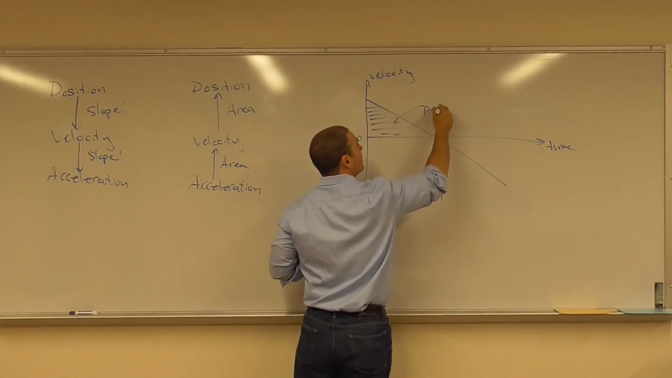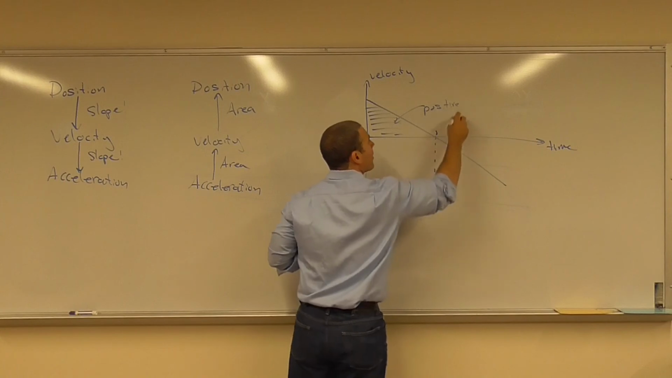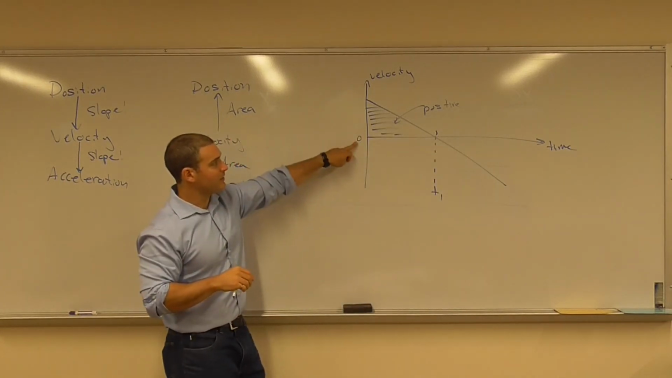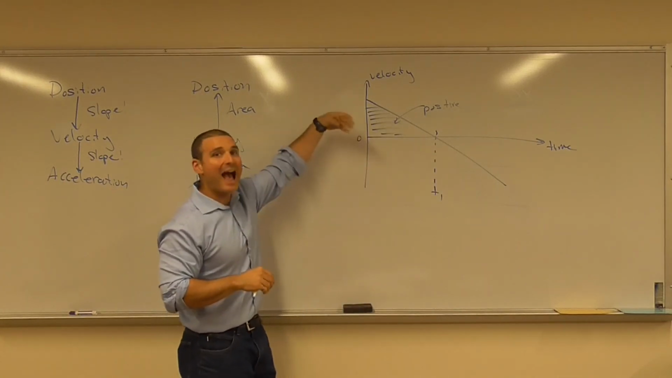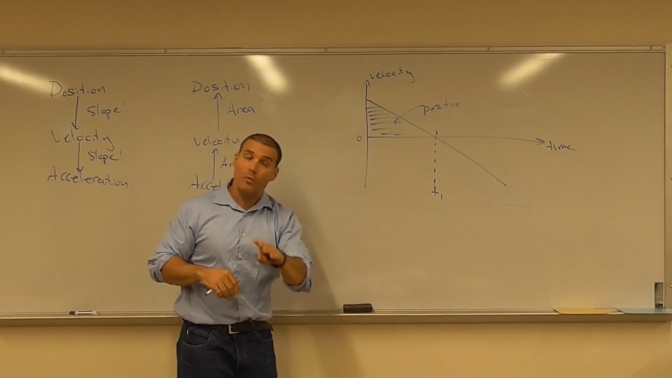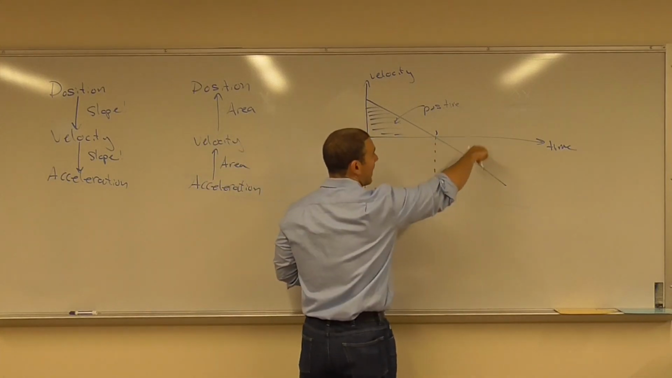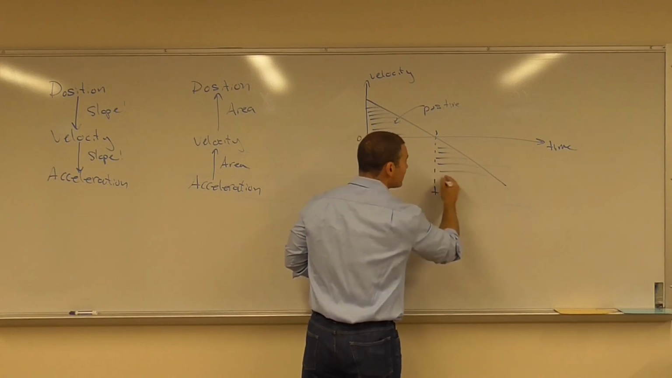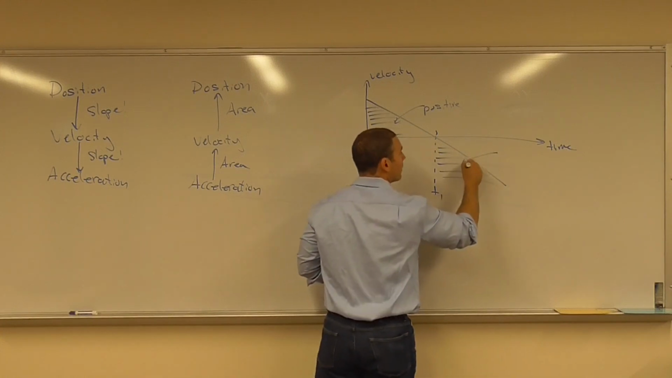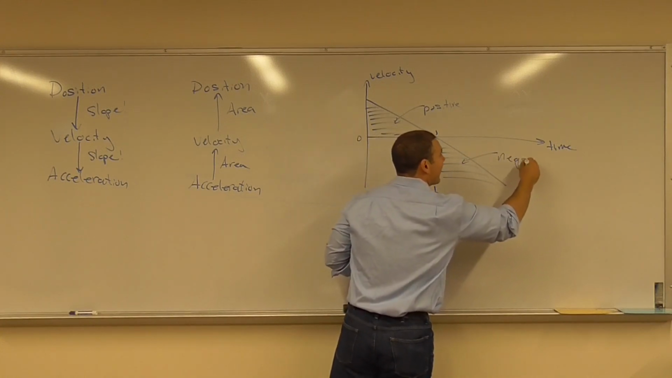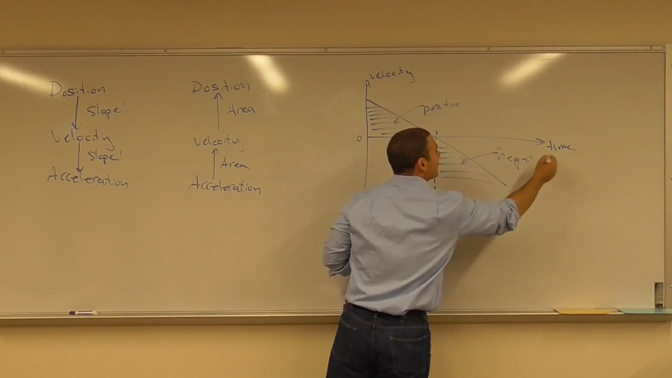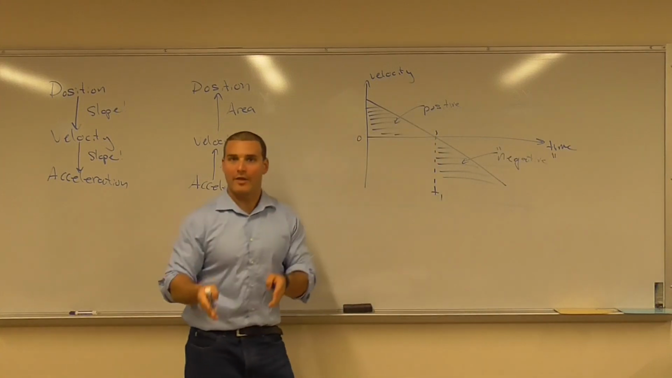Well, the area in this region is positive because it's above the velocity equal to 0. So I would add up that area. But keep in mind, though, that if I wanted to know what was happening over here, this area over here, well, that's negative area. I subtract that.